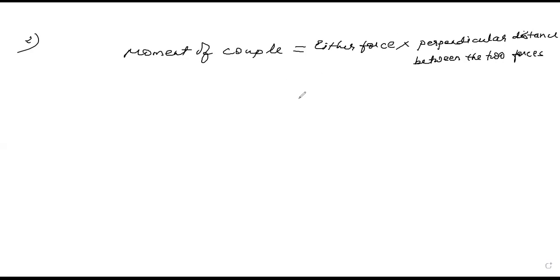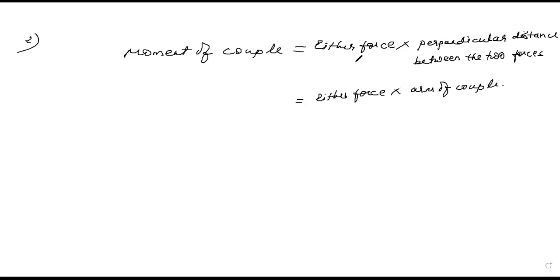That means this formula can also be written as either force into the perpendicular distance between the two, which we can also call the arm of the couple. Okay, no problem. So remember this formula, beta. Moment of couple is given by the formula either force into perpendicular distance between the two forces.